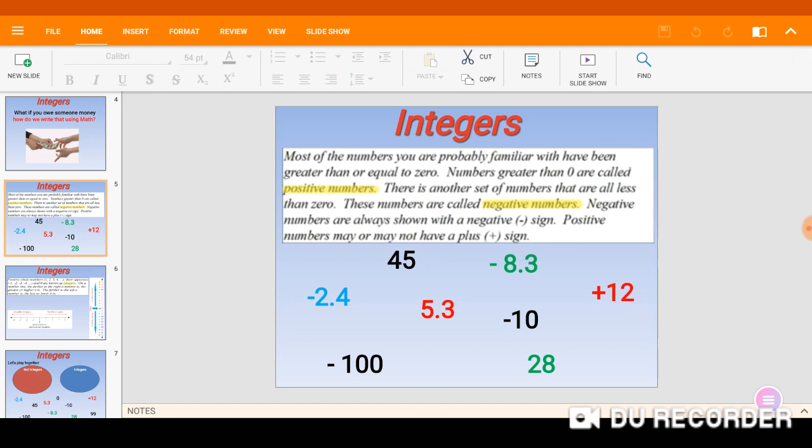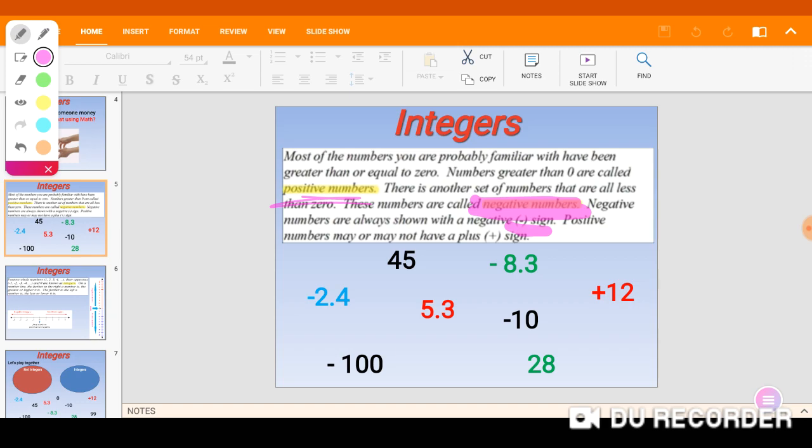Numbers greater than 0 are called positive integers, okay? So the numbers greater than 0 are called what? Positive integers, yes. There is another set of numbers that are all less than 0. These numbers are called what? Yes, negative numbers. Negative numbers are always shown with a negative sign, okay? Positive numbers may or may not have a plus sign.